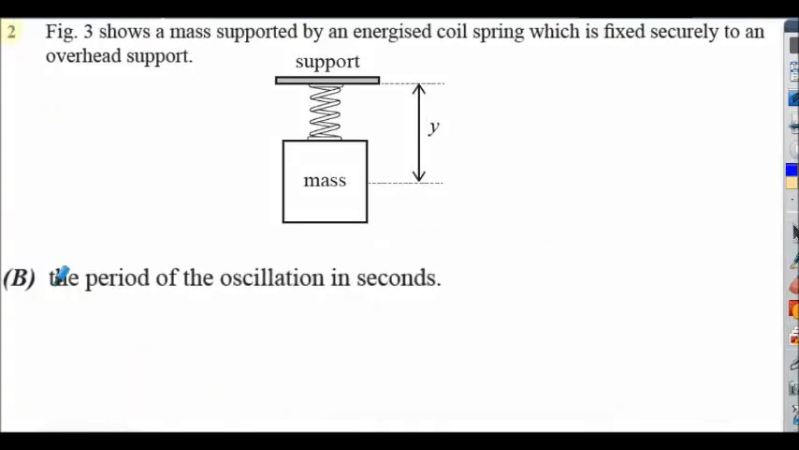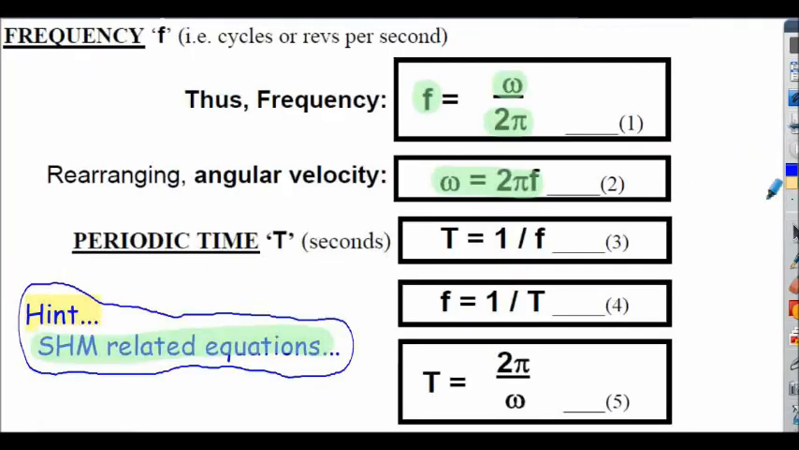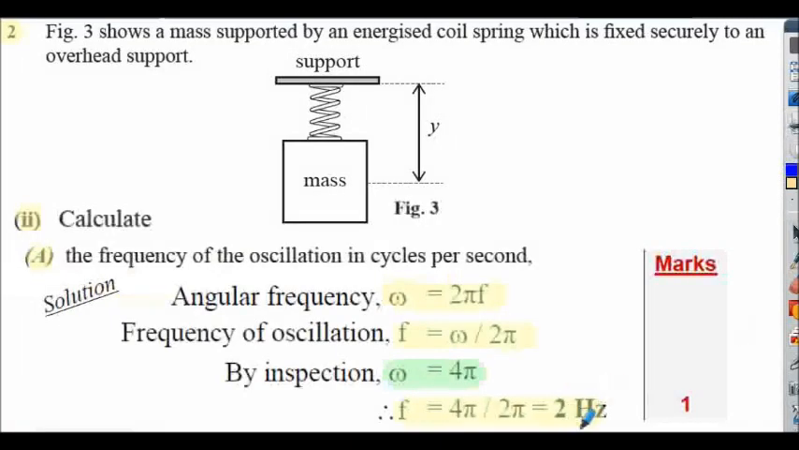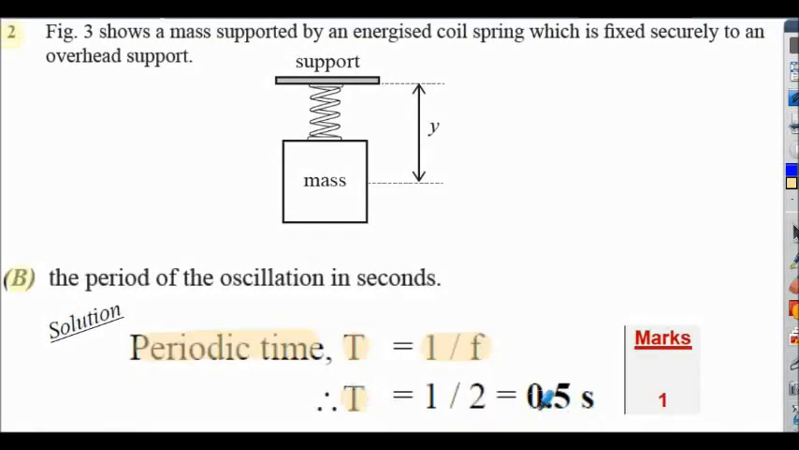Question 2, part 2, question B, we've got to find the period of oscillation in seconds. Again, referring back to our standard equations, the periodic time is the reciprocal of the frequency. As we've already calculated the frequency, we can now find the periodic time. The periodic time is equal to 1 over the frequency. Frequency is 2 Hertz, so the periodic time is 0.5 seconds. That's the time it takes to do one oscillation.